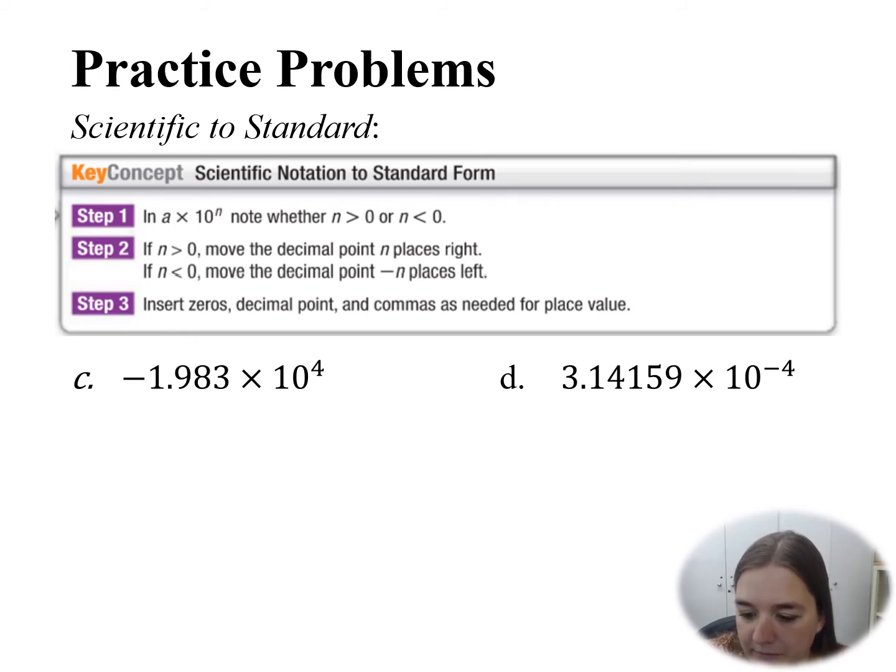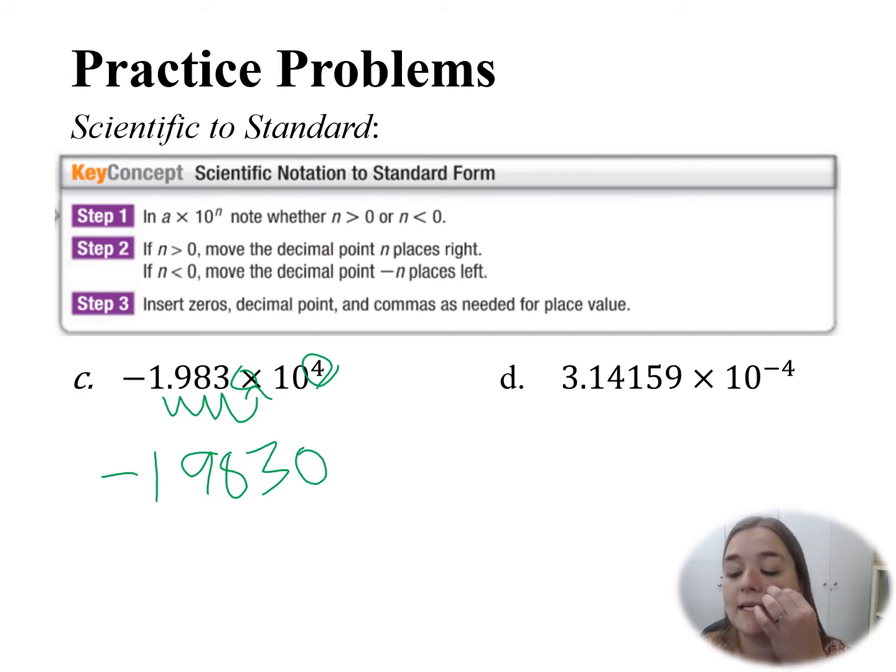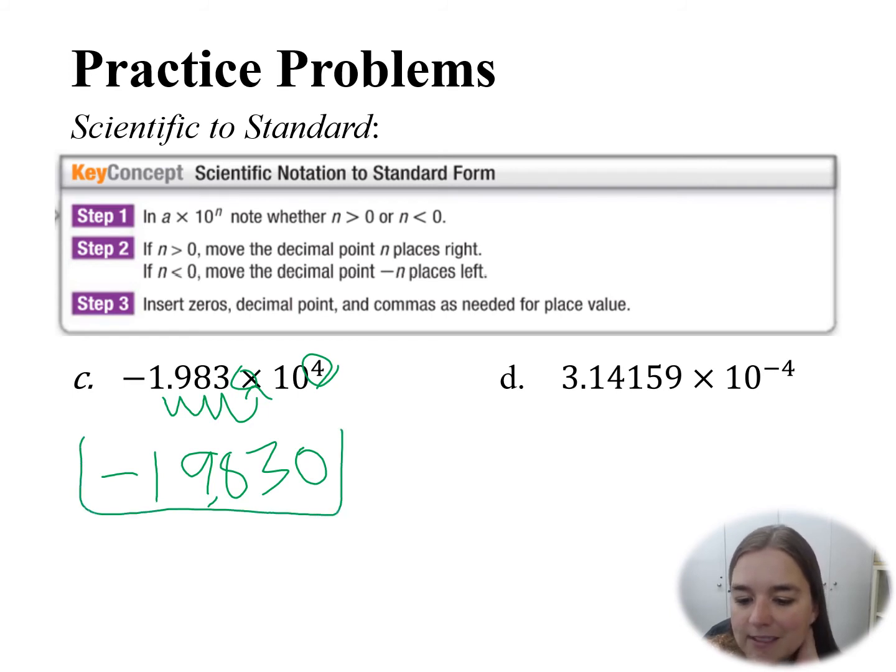So if I see this one here, first one, that n value is greater than 0. So I know my decimal needs to go this way. 1, 2, 3, 4 spaces. Well, I see that negative 1983, and then I have one blank spot to fill in with a 0. Next thing I need to do is put my commas in. And so in English, we go from the farthest right and we move 1, 2, 3, comma. My final answer is negative 19,830.